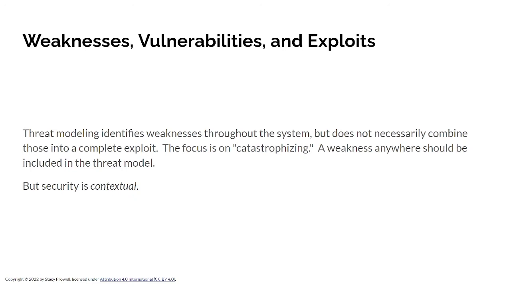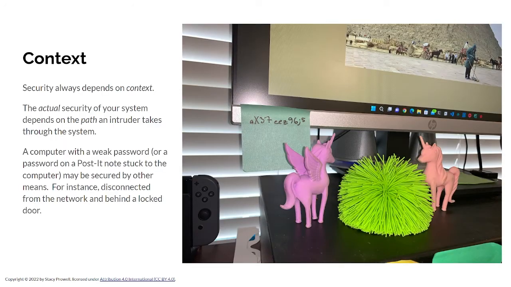So a weakness anywhere should be included in the threat model. Include all the weaknesses. You may not address them all, but you should definitely include them. Okay? And security is contextual, so you have to think about the context in which your system will be deployed. Context matters. So that might or might not be a password.